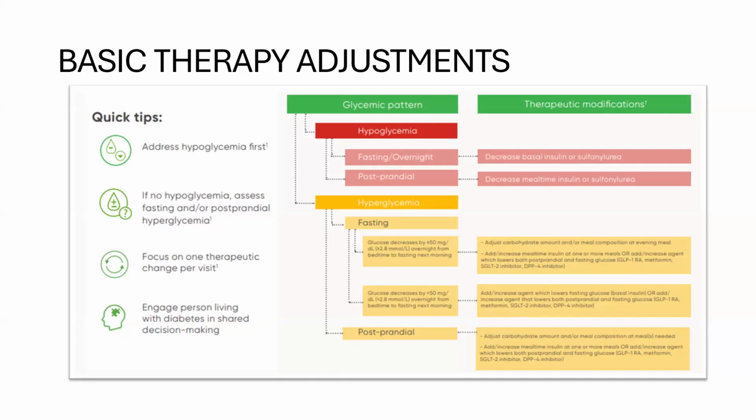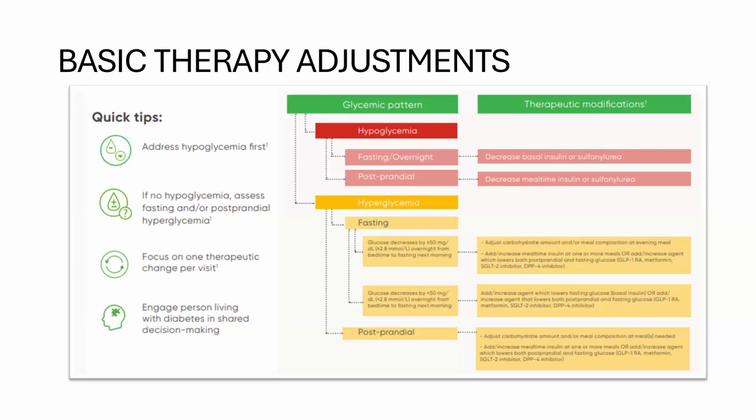Hyperglycemia, fasting. We're looking at how big the glucose decrease is overnight from bedtime to fasting this morning. We can look at adjusting the carbohydrates of the evening meal, adding increased mealtime insulin, or using agents that lower both the postprandial and fasting glucose. Then if we have a decrease of less than 50 overnight from bedtime to fasting, we look at adding or increasing the agent that lowers the fasting, or increasing the agent that lowers the postprandial and fasting. So nothing new or weird, all very logical.